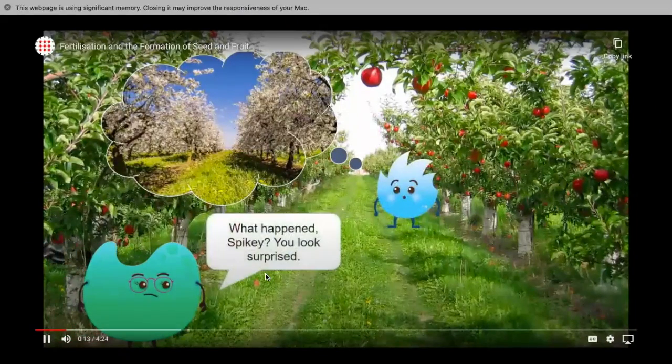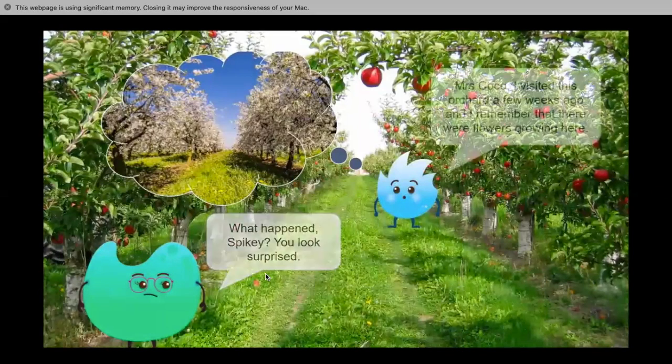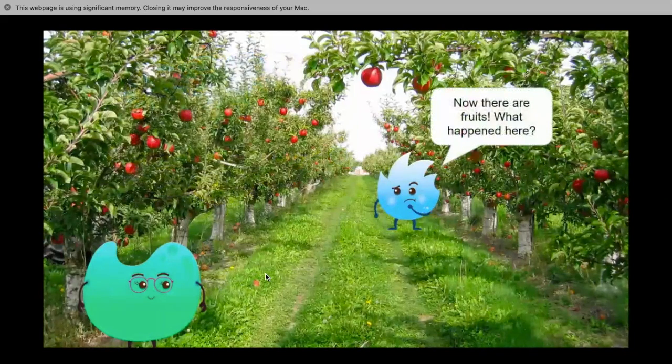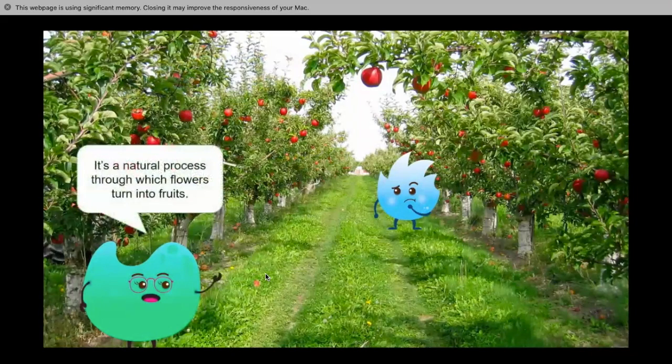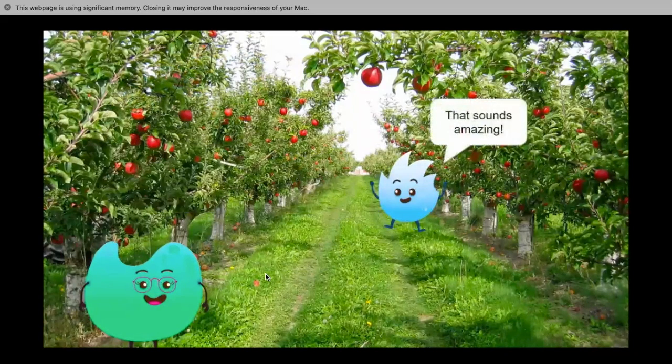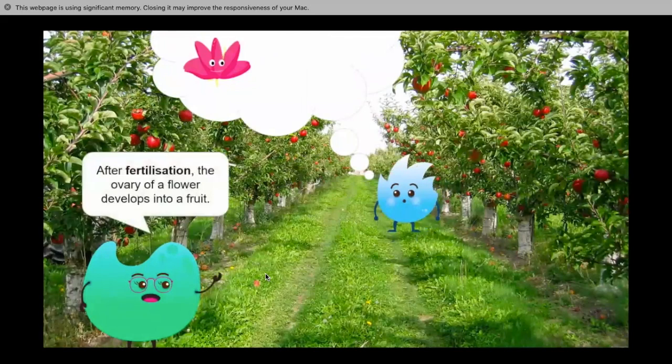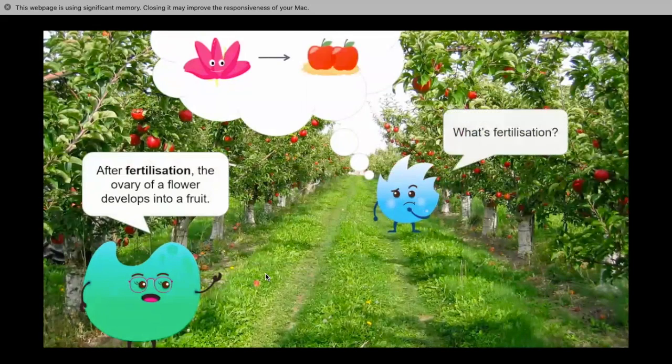What happened, Spiky? You look surprised. Mrs. Coco, I visited this orchard a few weeks ago, and I remember that there were flowers growing here. Now there are fruits. What happened here? Nothing's happened. It's just a natural process through which flowers turn into fruits. That sounds amazing. Do flowers lay fruits like hens lay eggs? No, Spiky. After fertilization, the ovary of a flower develops into a fruit. What's fertilization?